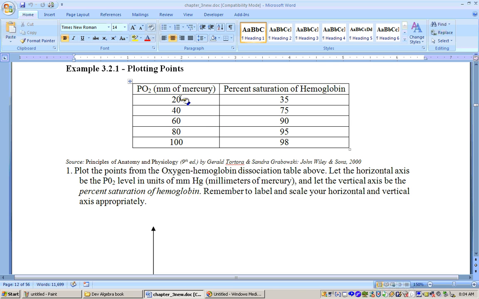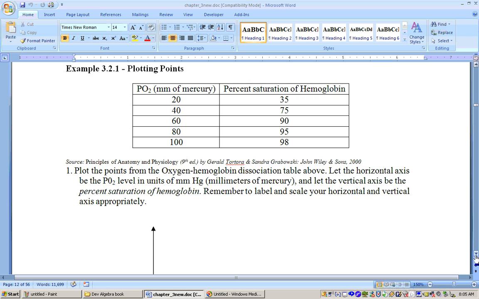On this, we have some x values. That's your PO2 level. And over here is your percent saturation of hemoglobin, and that's going to be your y values. So here's your x values, and here's your y values, and each pair of these makes a coordinate. So, for example, this 20, 35 is a point that we're going to plot, and then the 40, 75 is a point we're going to plot, and so on. So we should end up with 5 points here.